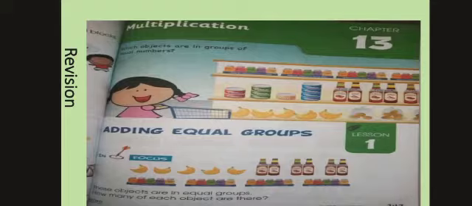Now I would like you to add this group of bottles. How many groups are there? 1, 2, 3, 4. And how many bottles are there in every group? 1, 2, 3, 4, 5. And these are equal groups because every group has 5 bottles. So add 5 4 times. 5 plus 5 plus 5 plus 5. How much do we get? Excellent. We get 20. Very good.